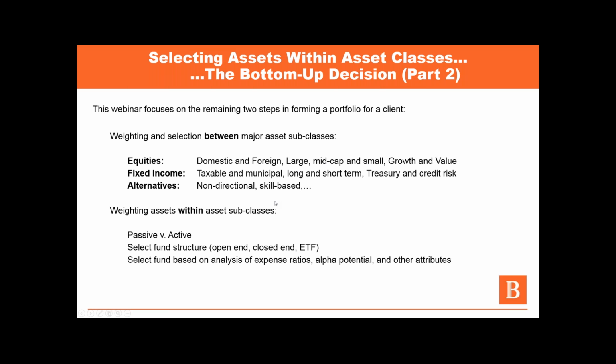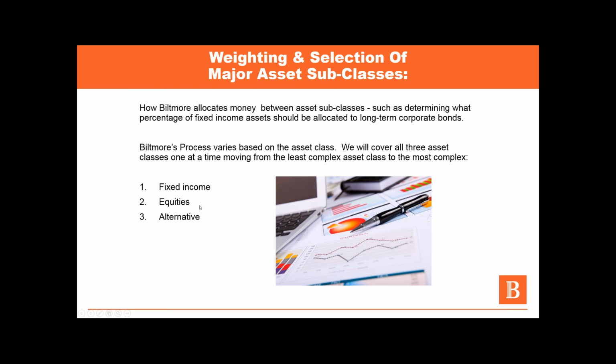Once we've decided how much is going to go into each of those categories, then we get into this bottom level, which is, okay, if we're going to be in domestic large cap value stocks, which fund should we pick? An active fund or a passive fund? Which structure should we use? And within that category, which exact fund should we use? That's where we're headed today, and we're going to do it in the order of fixed income, equities, and then alternatives, how we pick these subcategories.